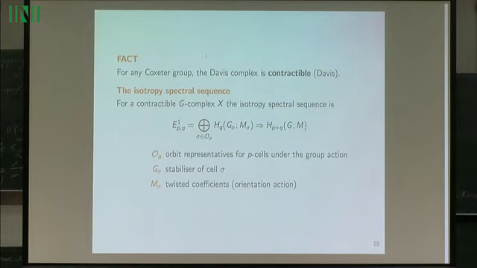So for a contractible G-complex, the isotropy spectral sequence says that there's a spectral sequence with E1 page the following that converges to the homology of the group. On the (p,q) spot of the E1 page, we have the sum over orbit representatives for p-cells under the action of the homology of the stabilizer of that cell with twisted coefficients. So this is whatever coefficients you wanted tensored with the integers, where if the stabilizer flips the orientation of the cell, the action is -1.